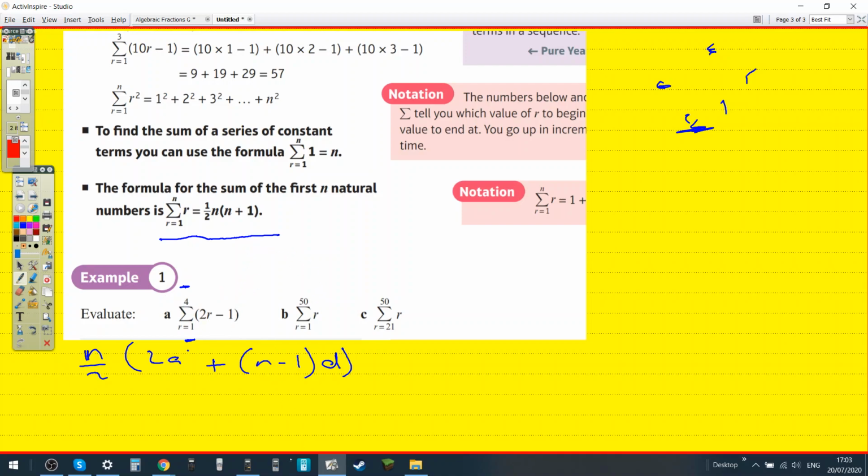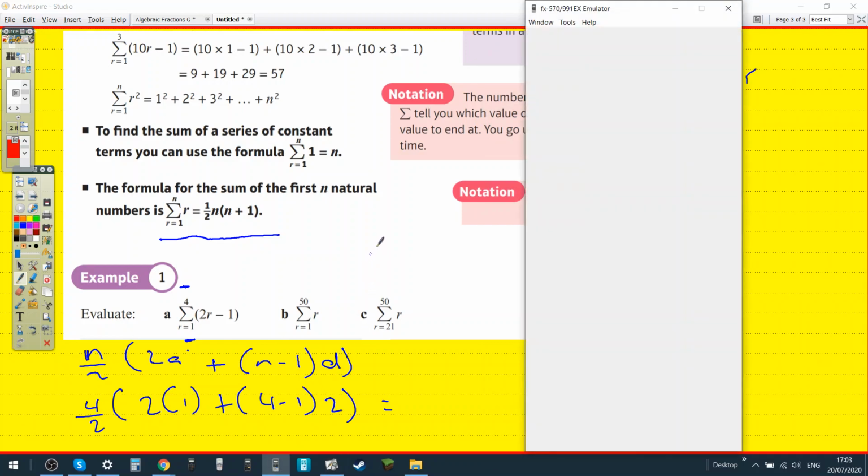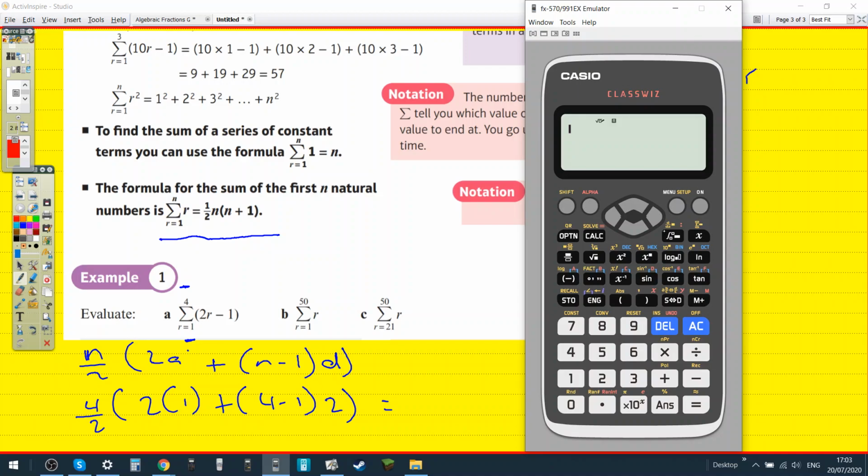Okay. And so, what is a? What is n? What is d? So n is 4. A is 1, I think. And d, any idea about d? It is 2. I think that'll work. So that's 16. 16, and I want to try this.